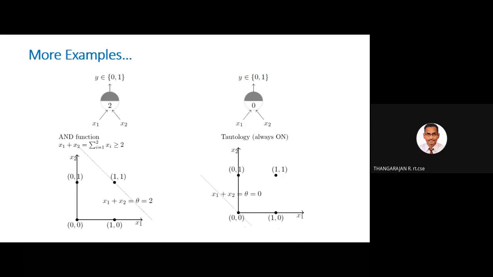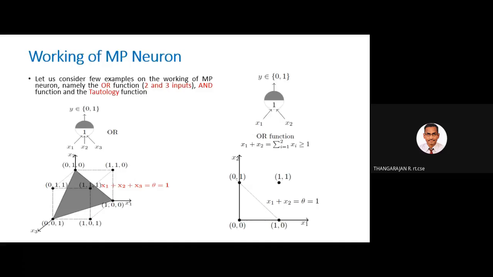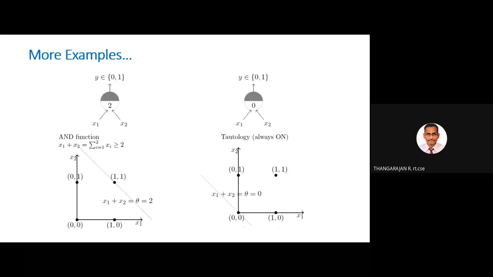Let us take one more example. This is AND. Just see the figure: this is the line x1 plus x2 equal to 1. I call this a decision boundary in the case of OR. And here, the decision boundary for an AND gate is this line, that is x1 plus x2 should be equal to 2.